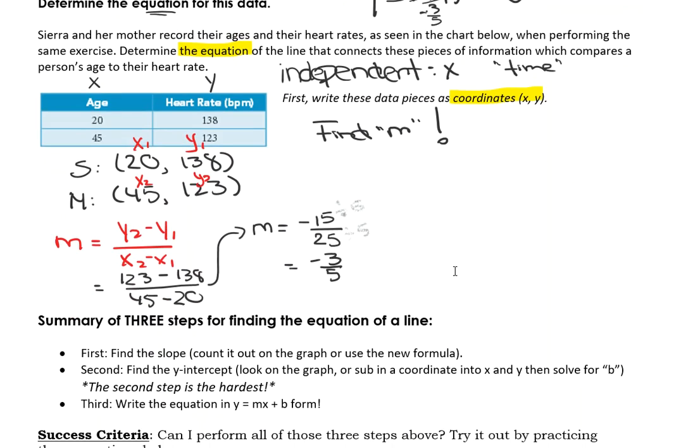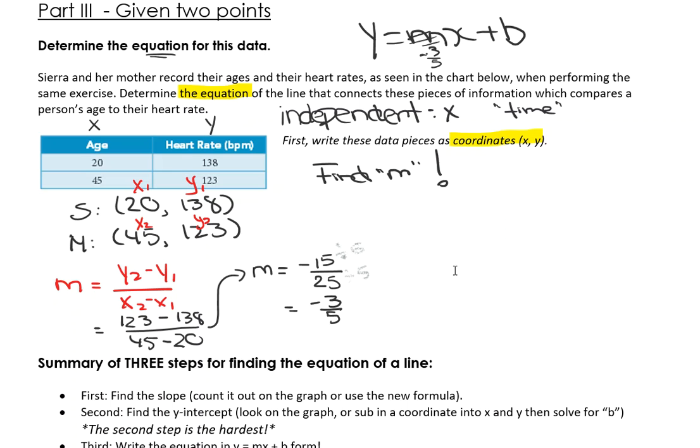You can look back through that if you want, but to find b, let me write the steps out here. So we found m, so I'm just going to expand on that. Step 1 is to find m using the formula. Now our second step, step number 2, is to find b by subbing in a coordinate.